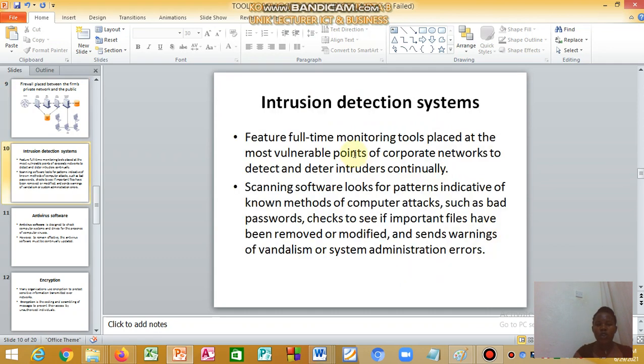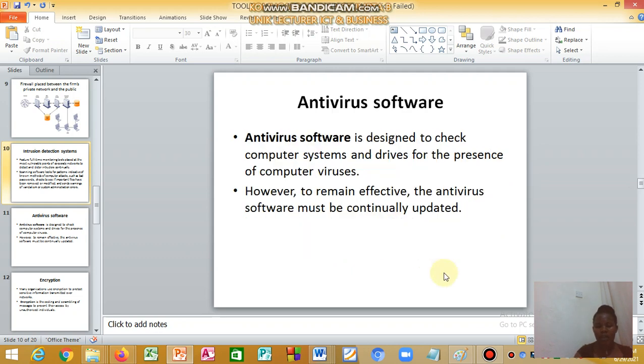We have intrusion detection systems. They are full-time monitoring tools placed at the most vulnerable points of corporate networks to detect and deter intruders continually. The scanning software looks for patterns indicative of known methods of computer attacks, such as bad passwords, checks to see if important files have been removed or modified, and then sends information to the administrator.